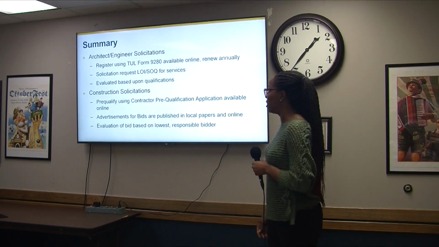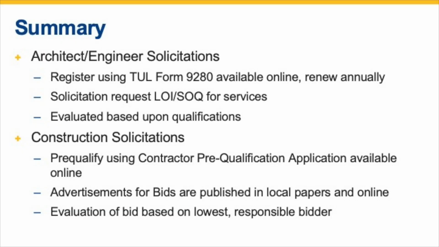Okay, so this is a summary. So we're going to start with registering on the design side, and this is the architect and engineering solicitations. That's the TUL 9280, and then we're going with the solicitation of the letter of intent and the statement of qualifications for services. And so this is also, like I said, based on qualifications. Then we go into the construction solicitations, which is me putting out the information for, I just lost my train of thought.